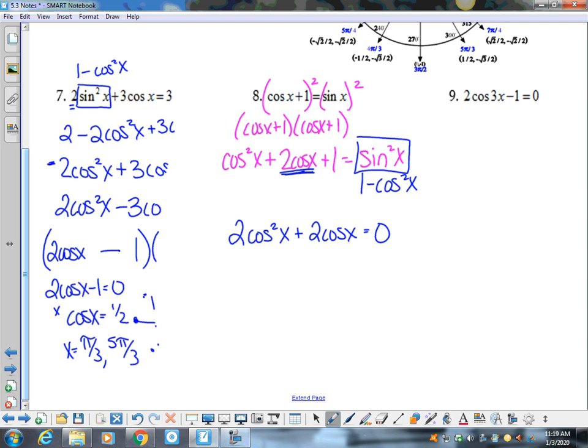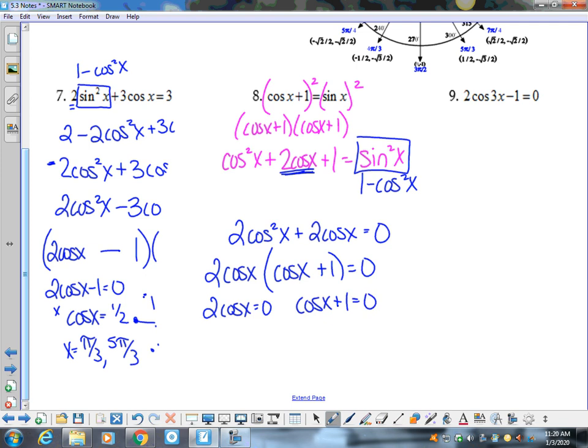Okay, so once I replace and get everybody on the same side, the ones are going to cancel. This is not a trinomial, but I can GCF. I'm going to take a 2 just because I can, and then take a cosine x. That leaves me with cosine x plus 1. Then I'm going to set each one of these equal to 0. This one I'm going to divide both sides by 2, and this one I'm going to subtract 1.